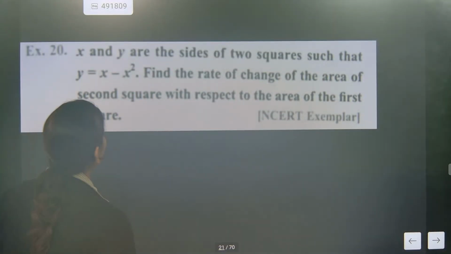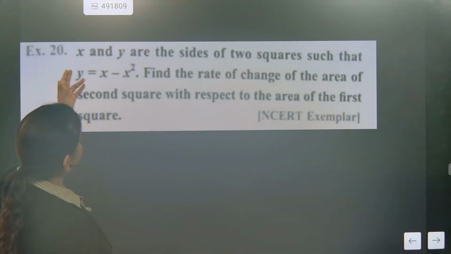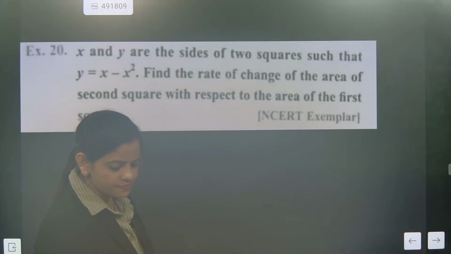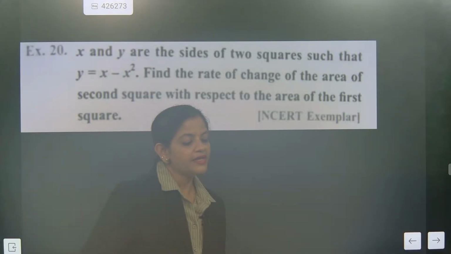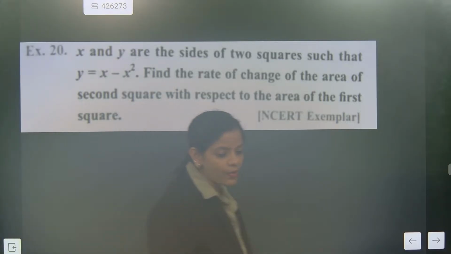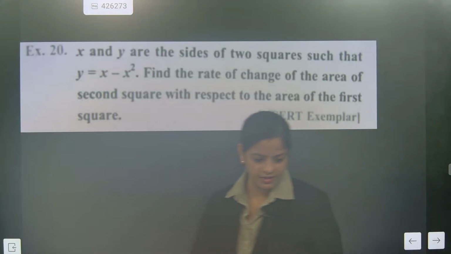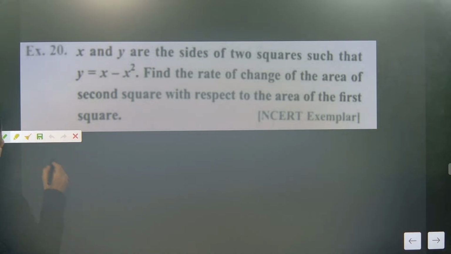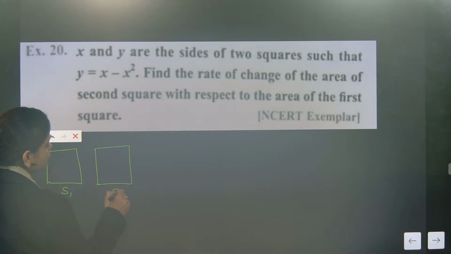Go for it. x and y are the sides of two squares. Okay, come on, start solving this question, Peter. x and y are the sides of two squares. So definitely here two different squares are there. Square 1 and square 2. We'll solve like this. Look here. So x and y are the sides of the two squares. For square 1 the side is x. For square 2 the side is y.